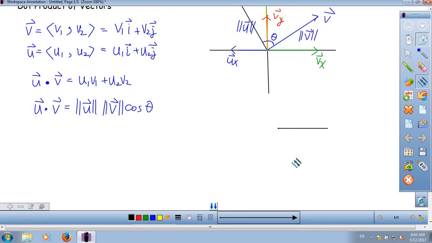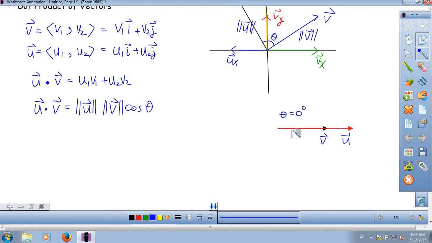So if vector u is like this, and vector v is like this, let's say this is vector v, this is vector u. They're pointing in the same direction, right? So what is the angle between the two vectors? Well, it's equal to 0 degrees. Now, what does that mean? That means they are pulling in the same direction.